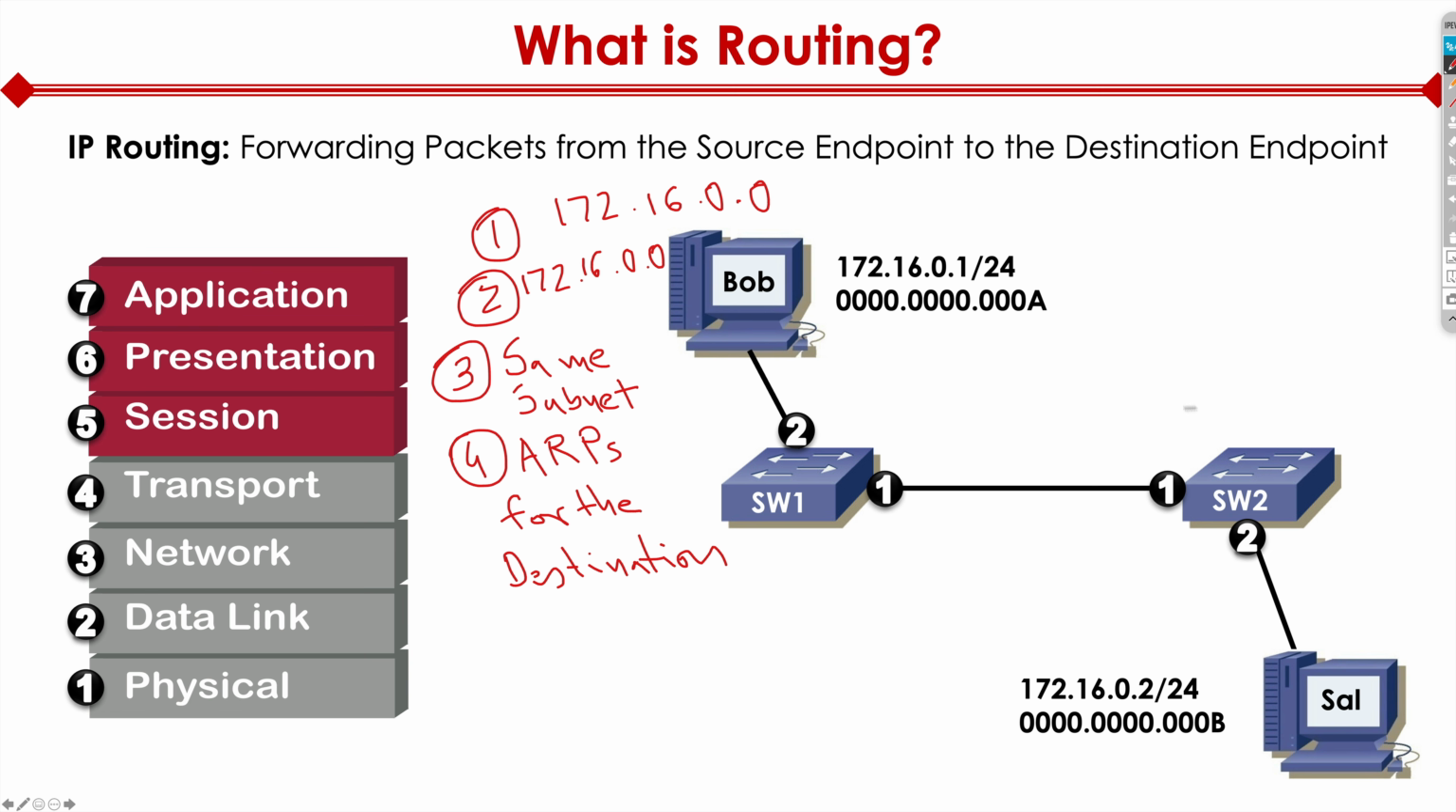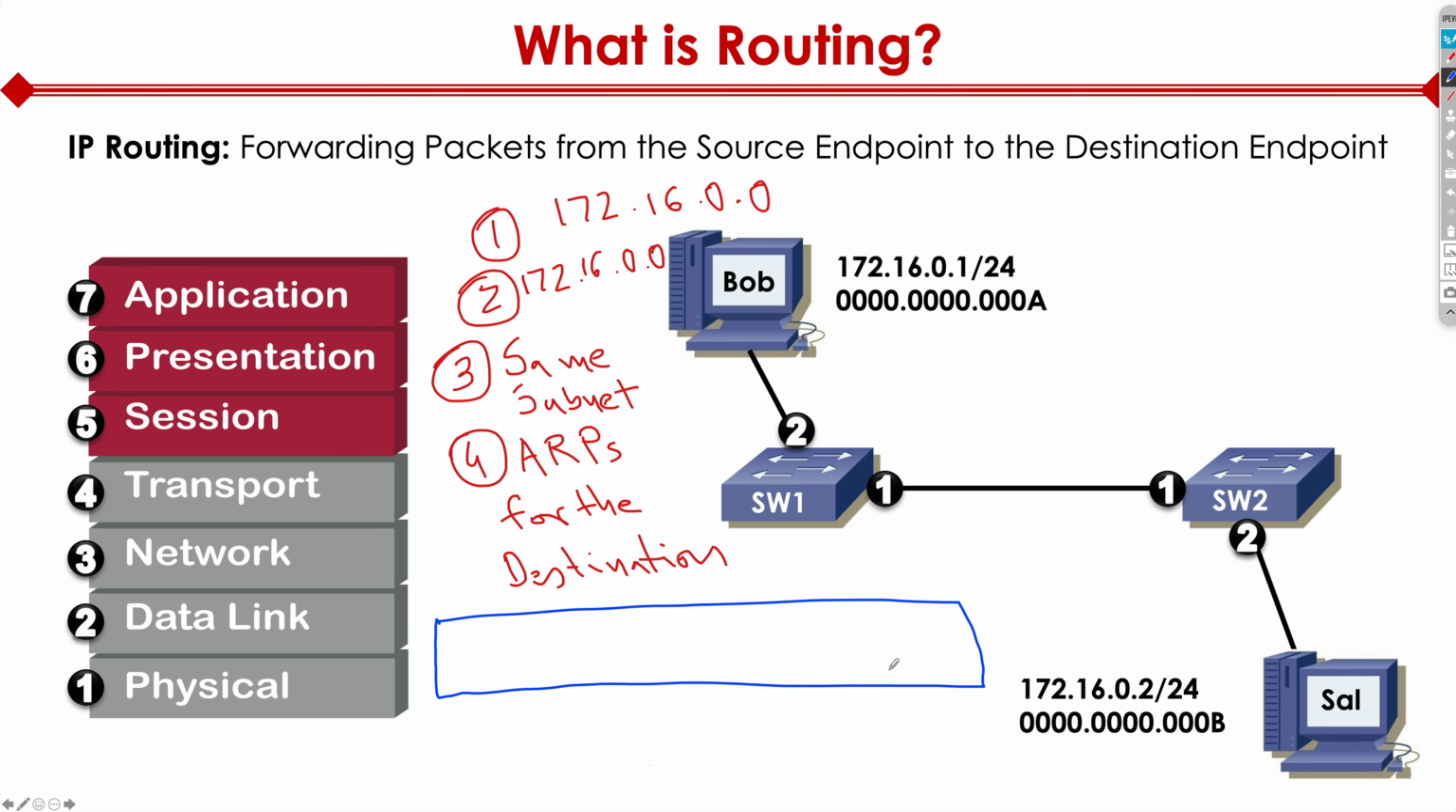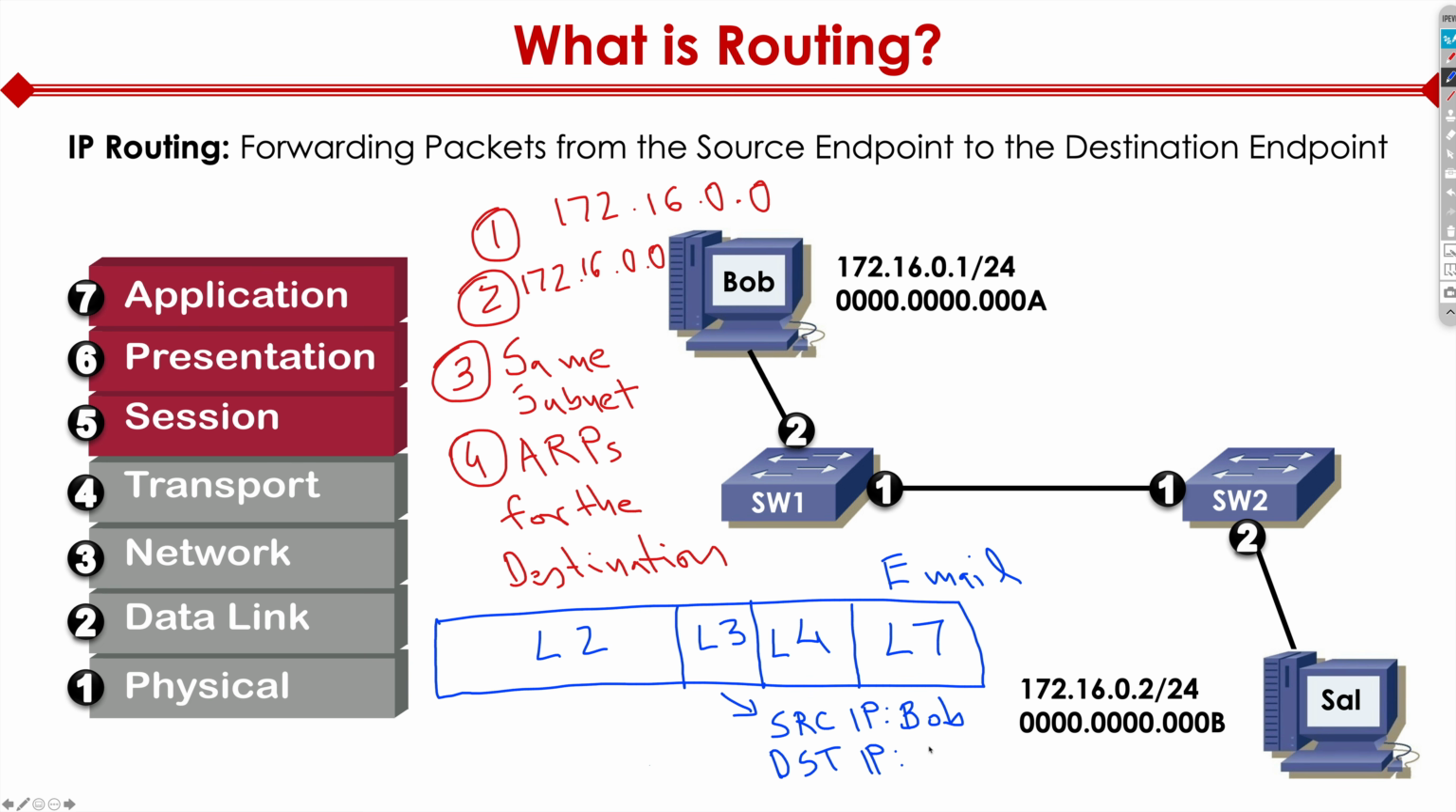And let me quickly explain a quick review of how ARP works. In order to understand how ARP works, let's quickly zoom into an Ethernet header. So what an Ethernet header would contain is the layer 7 information, which happens to be email in this case. Then we'll have the layer 4 header information like TCP. In this case, we'll have the layer 3, and then we'll have the layer 2. Now, if we were to zoom in to layer 3, we're going to have the source IP of Bob. We'll have the destination IP of Sal.